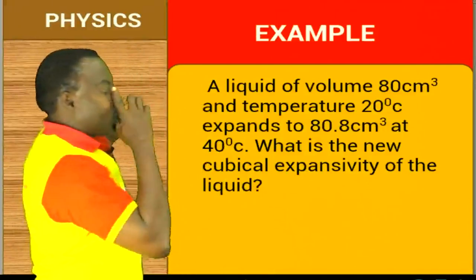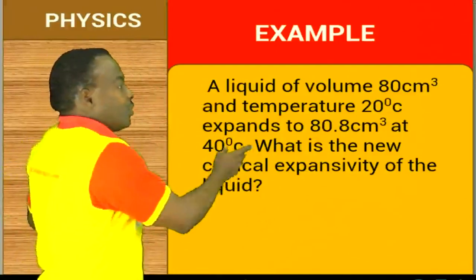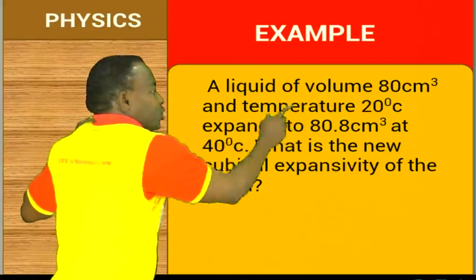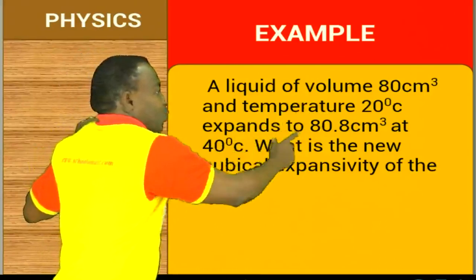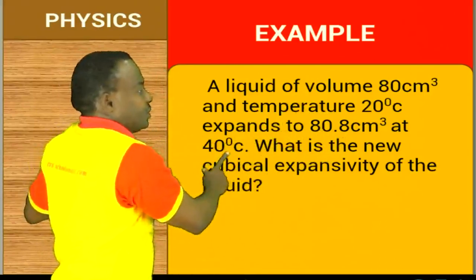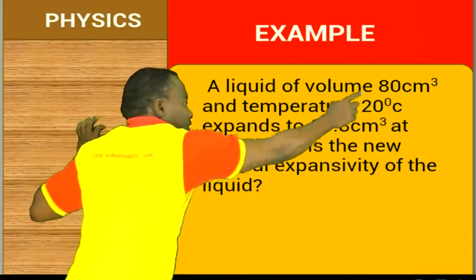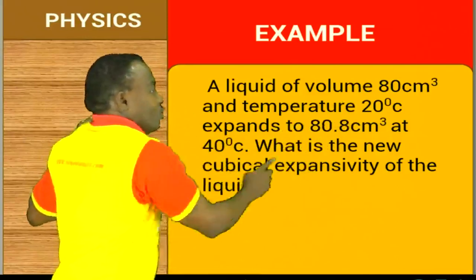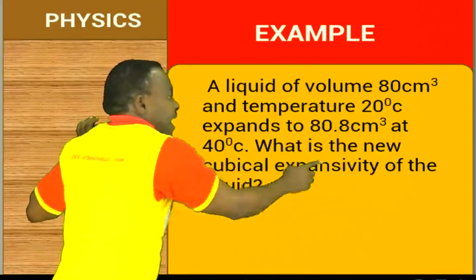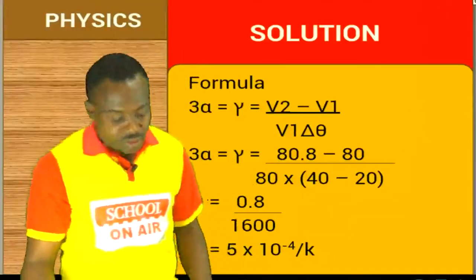Now, this is a typical question that can come out, or you could be told to calculate. A liquid of volume 80 centimeter cube at temperature 20 degrees centigrade expands to 80.8 centimeter cube at 40 degrees centigrade. It was initially at 20, is now at 40. Expansion has taken place from 80 to 80.8. What is the cubical expansivity of the liquid? How do we go about it? That is the solution here.